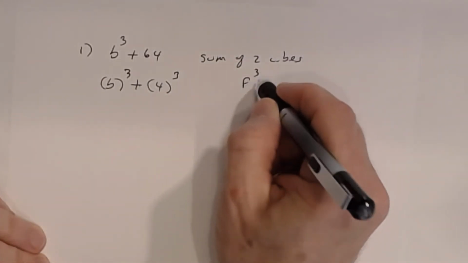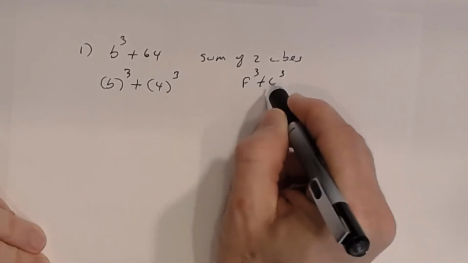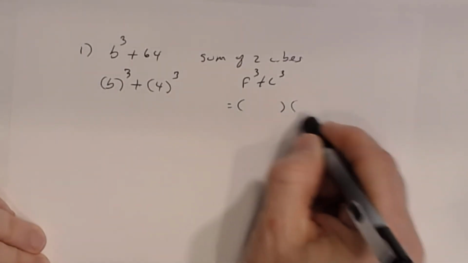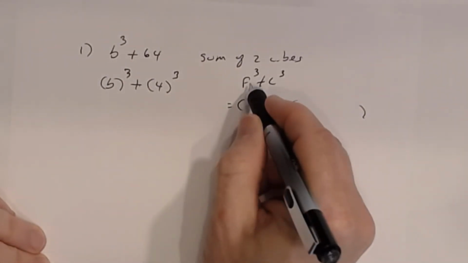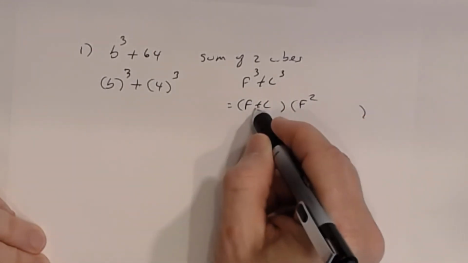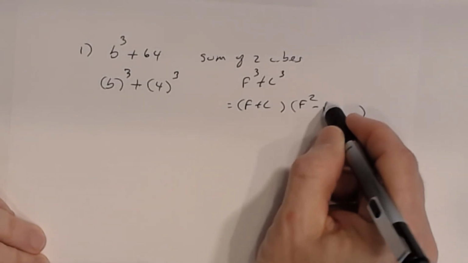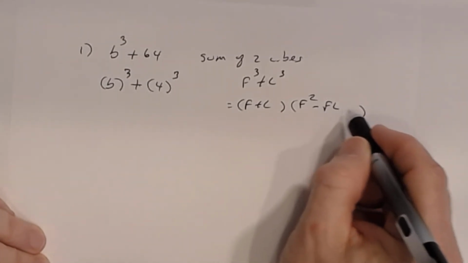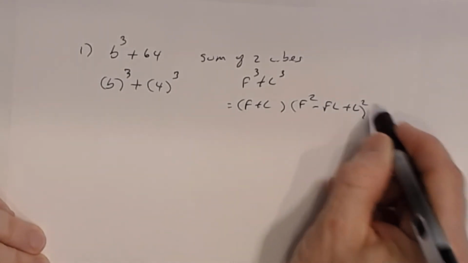The formula for the sum of two cubes is a binomial times a trinomial. Your binomial is F plus L. Your trinomial is F squared. Remember the sign changes: minus F times L, the first times the last, and then plus the last squared.